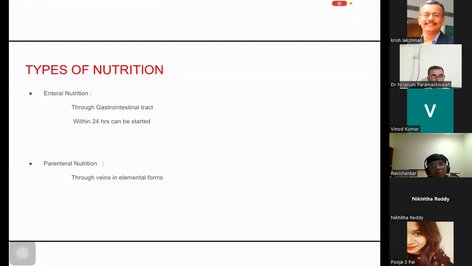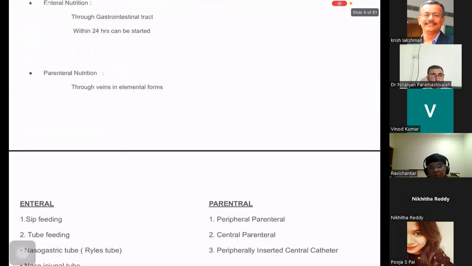There are two types of nutrition, divided based on how we provide it. Enteral nutrition is nutrition provided through the gastrointestinal tract. Parenteral nutrition is nutrition in which we provide the nutrients in elemental forms through the vessels.